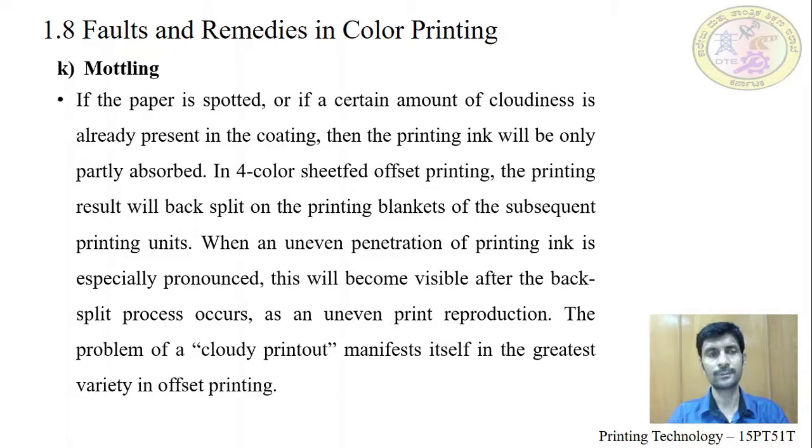If a certain amount of cloudiness is already present in the coating, then the printing ink will be only partially absorbed. Even the paper coating may also cause it. In a 4-color sheet fed offset printing, the printing results will backsplit on the printing blanket of the subsequent printing units. When an uneven penetration of printing ink is especially pronounced, this will become visible after the backsplit process occurred. Uneven print reproductions may also cause the cloudy printing to manifest in greater severity in offset printing.